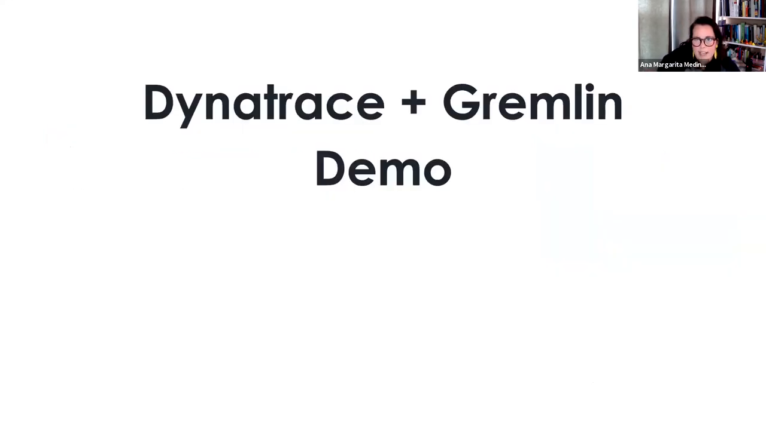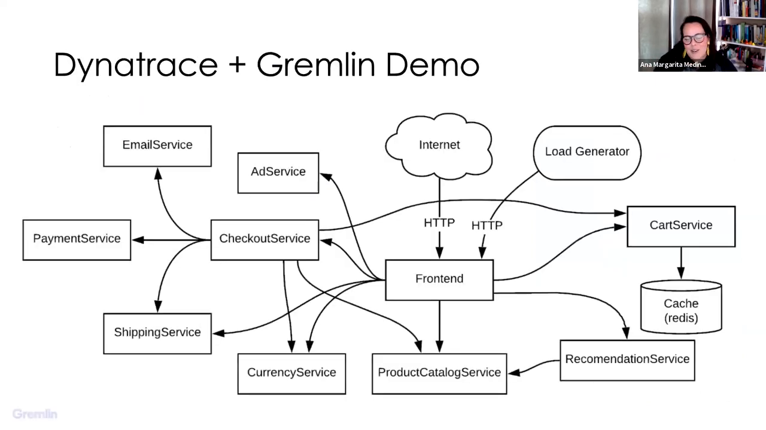So with that, I get to bring us to our Dynatrace and Gremlin demo. In order to do our demo, first I wanted to go over the demo environment we're going to be covering today. Maybe some of y'all have seen this architecture diagram before. This is the online boutique hipster shop that Google Cloud has put together. It's an open source GitHub repo, so if folks are interested in spinning up their own environments afterwards, we can post that link.